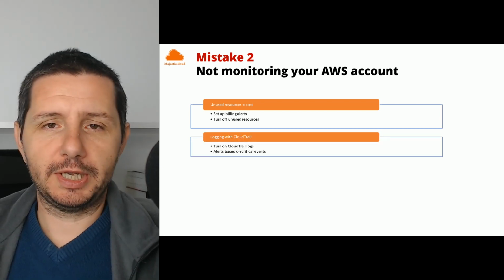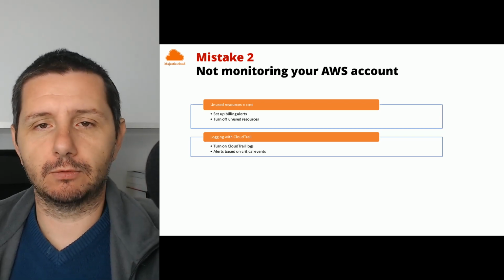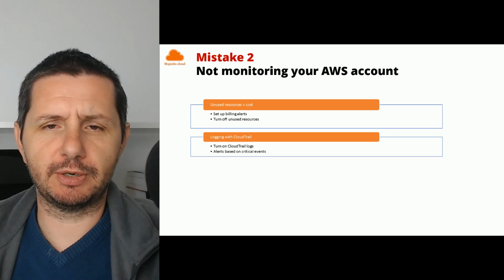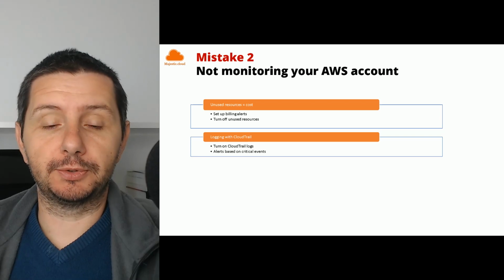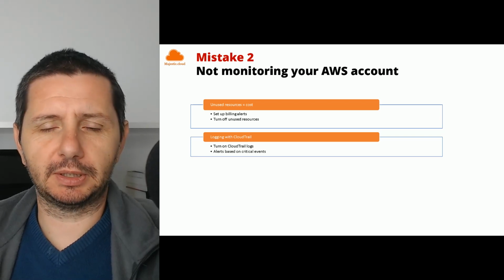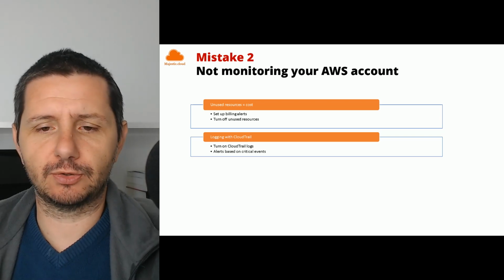Then you should always have CloudTrail enabled to have the logs saved to somewhere, for example, an S3 bucket. And then all these logs can be looked up to see what happened in the account, who logged in, who created what resource, and so on.